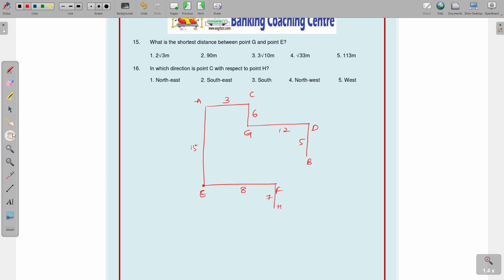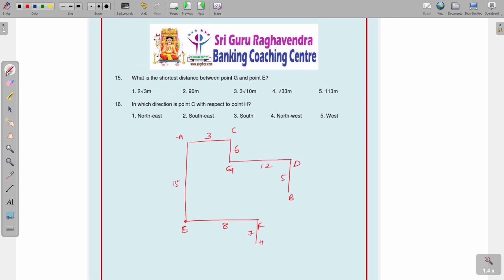See the first question, question number 15. What is the shortest distance between point G and point E? So here G and here E, we need to find this distance. From here to here the distance is 3 meters. From C to G is 6 meters, and from this point to this point the distance is 15 minus 6, that equals 9 meters.